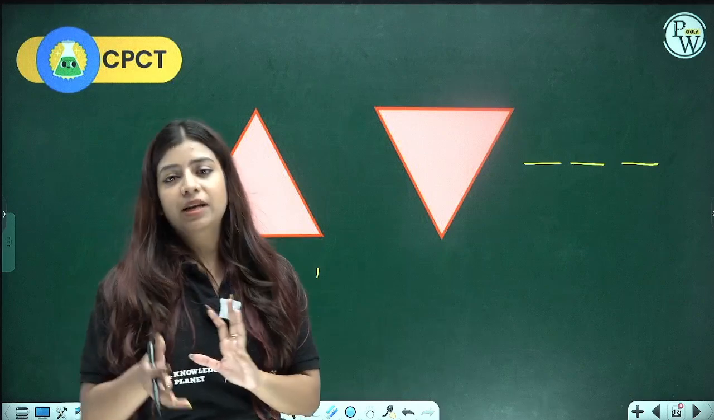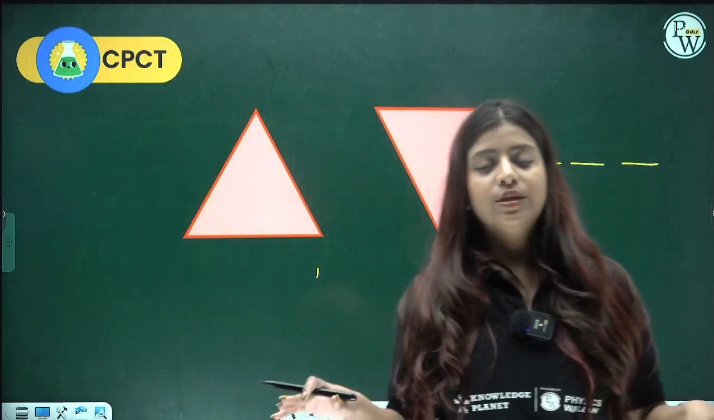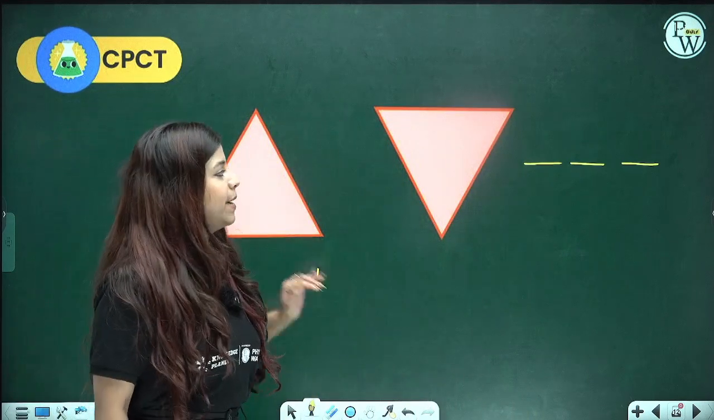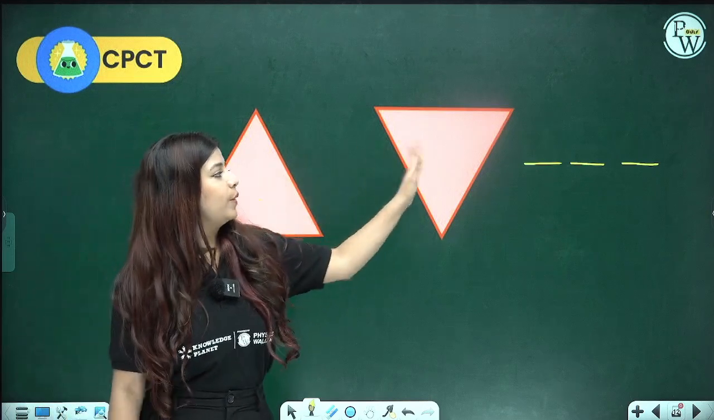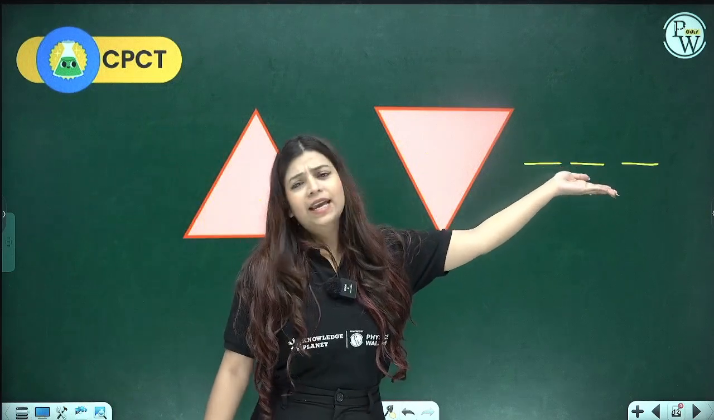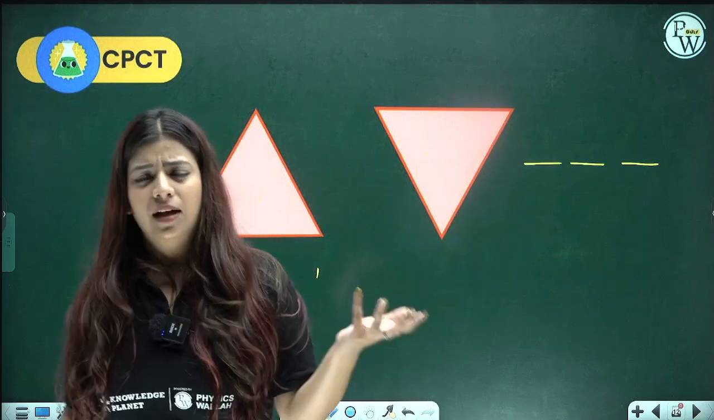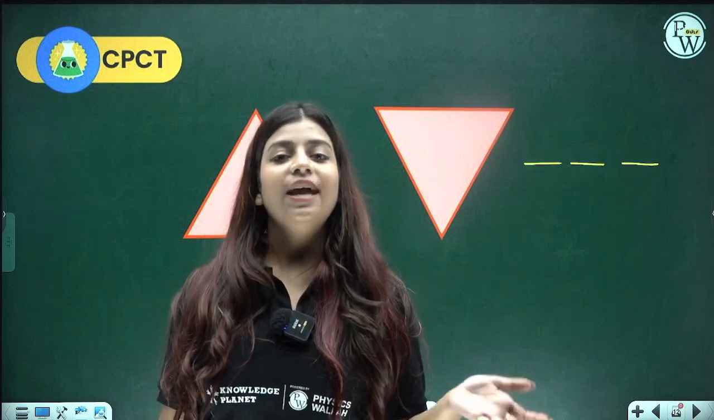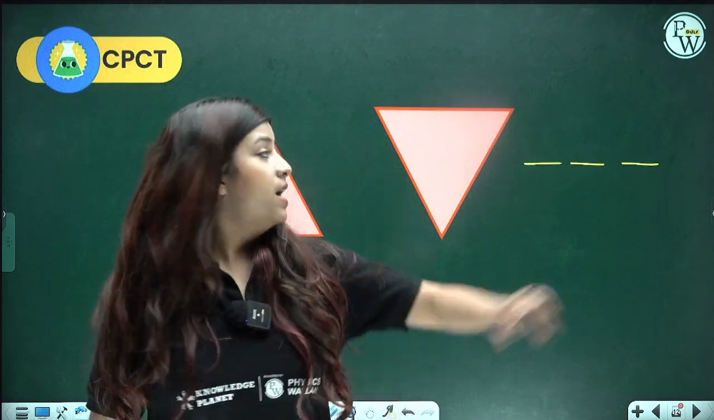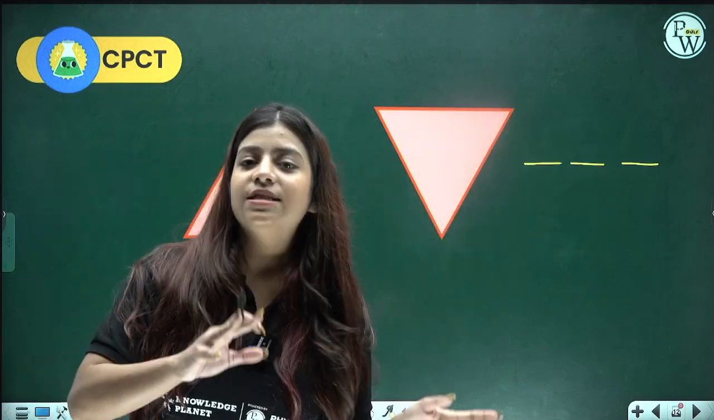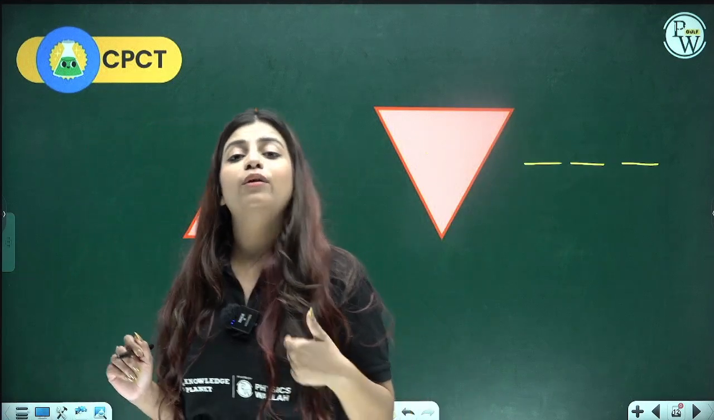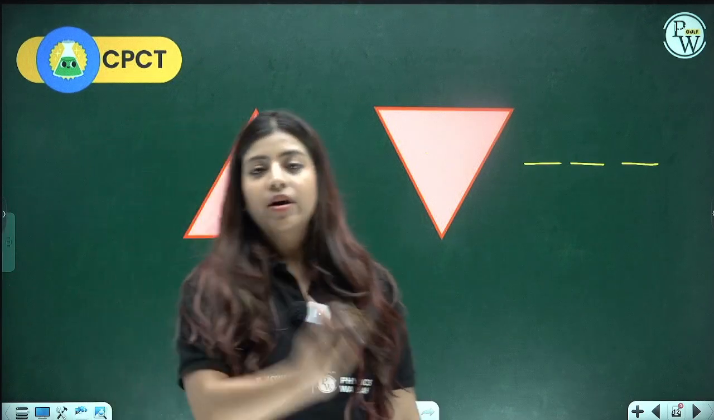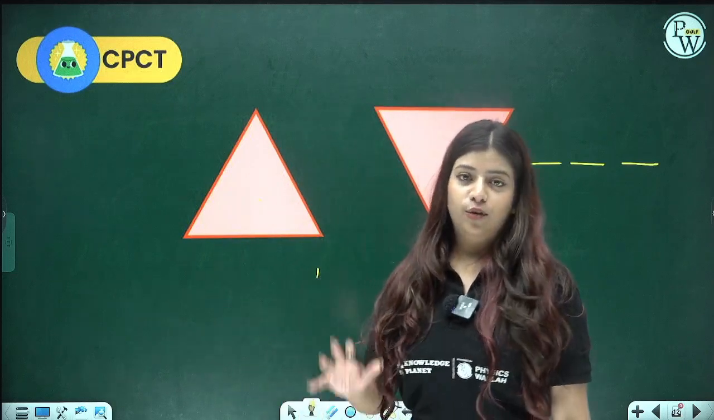So basically it is a combination, and not every combination will give you congruency. There are certain specific criteria and combinations that will give you the congruency. So if I have proven the congruency between these two triangles by taking any three sides, or any three angles, or a combination of something like that, then I can say that the remaining sides and the remaining angles will be congruent by CPCT, that is, corresponding parts of congruent triangles.